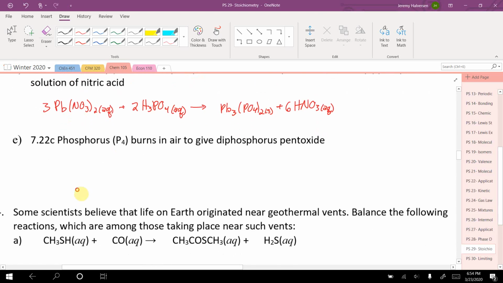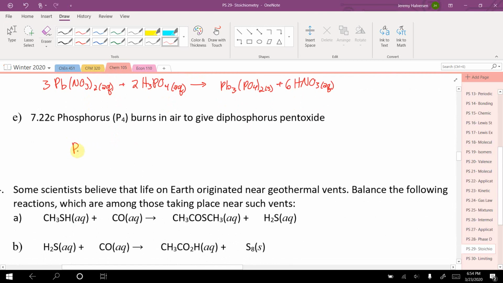Alright, and lastly, phosphorus, P4, burns in air to give diphosphorus pentoxide, which we're going to say is a gas. I have 2 phosphorus, here I have 4, here I have 2, so I need a 2 there, which gives me 10 oxygen, so I need 5 there.